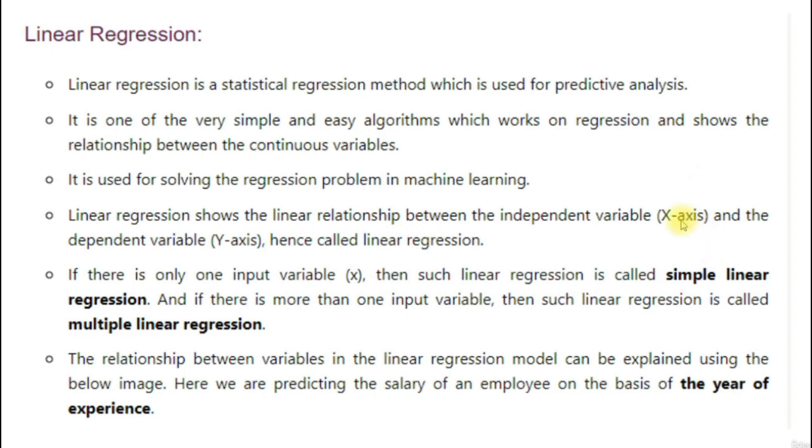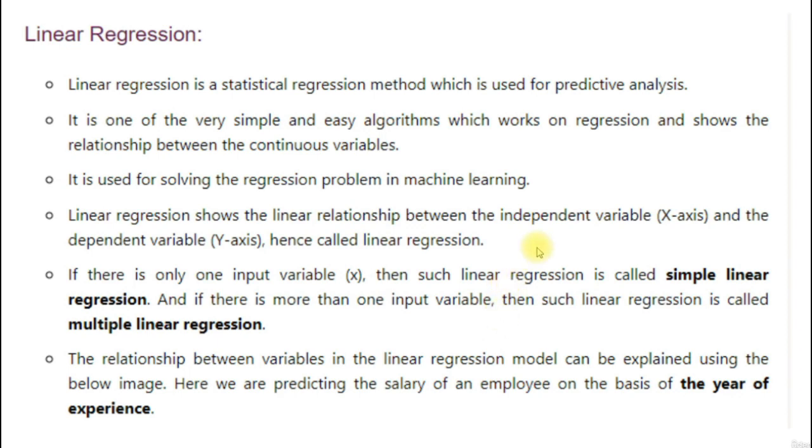So we will plot the independent variable on our x-axis and the dependent variable on the y-axis, and we'll try to establish a linear relationship. Hence it is called linear regression. If there is only one input variable x, then such linear regression is called simple linear regression. And if there are more than one input variables, then such regression will be called multilinear regression.